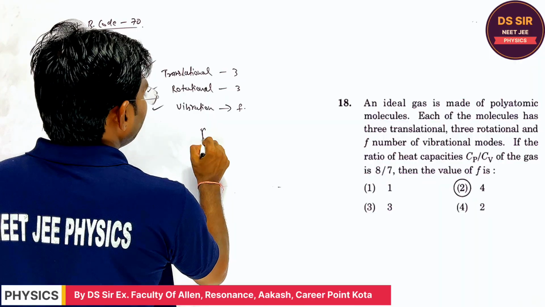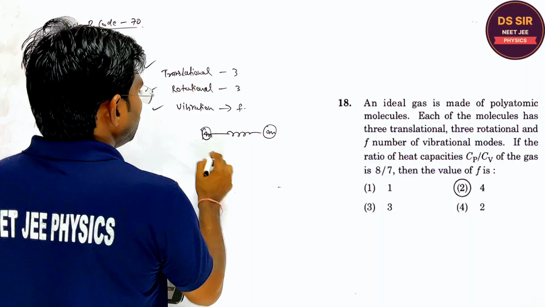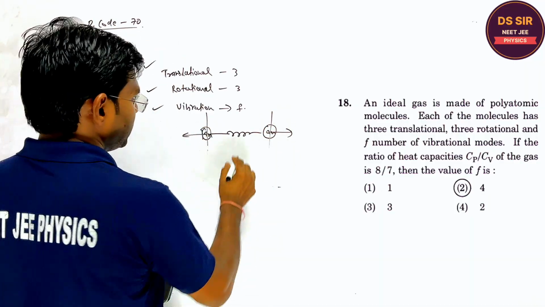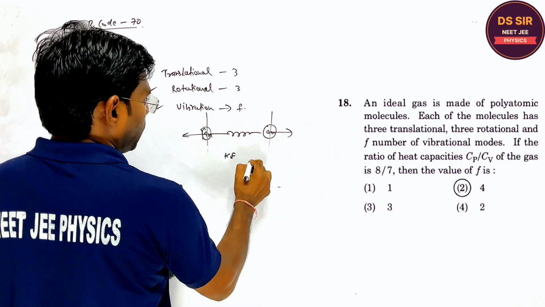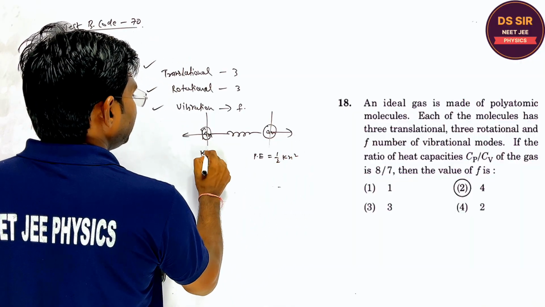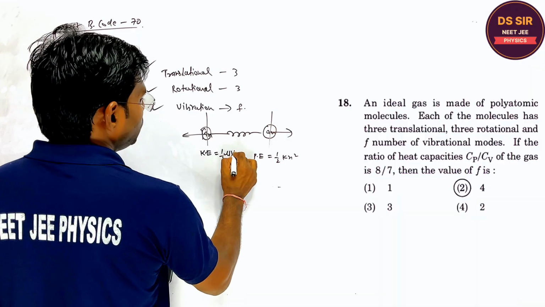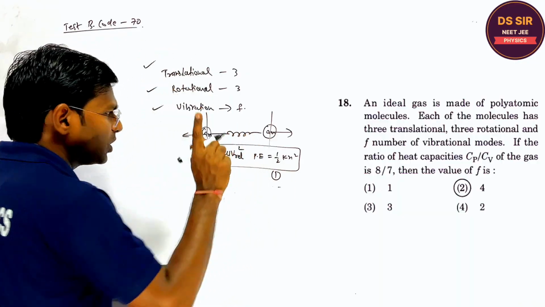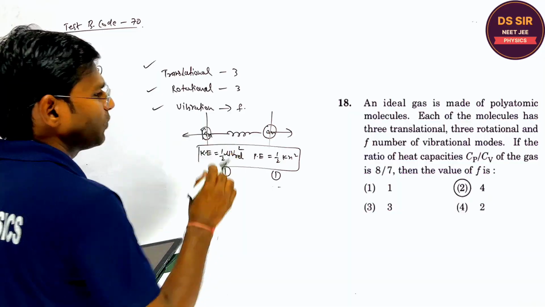Listen to one thing. Suppose these are the molecules, M and M, and when they are vibrating, they will have two types of energy in one vibration. That is the kinetic energy of the molecules, and also the potential energy, which is equal to half kx square, and the kinetic energy of the molecule is half, reduced mass into v relative square. So for one vibration of the molecule, 2 degrees of freedom will be there.